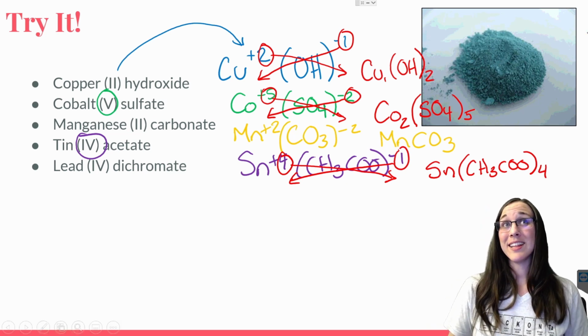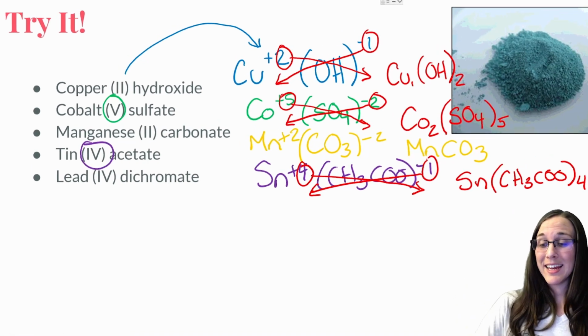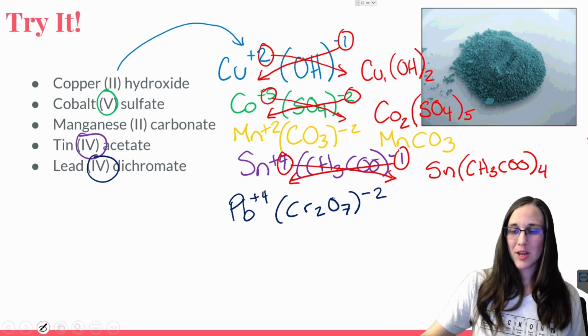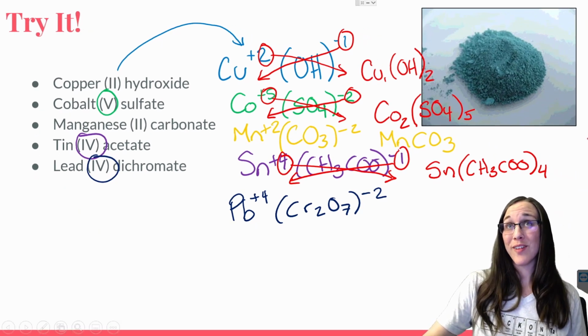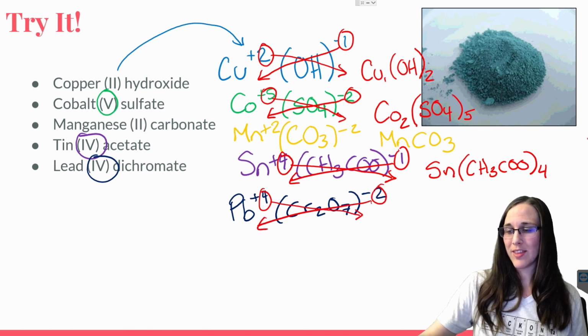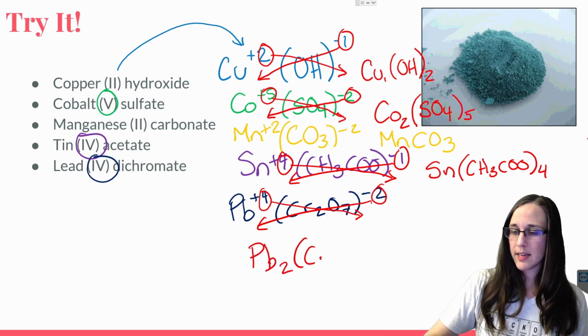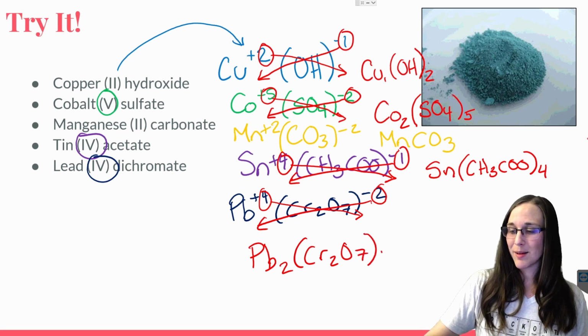And finally, we have lead 4 dichromate. Lead is Pb. It's peanut butter jelly time. Also has a +4, and dichromate is a polyatomic ion, which is Cr2O7 with a -2 charge overall. We're going to drop and swap those numerical values for the charges. We got the 4, drop it down there. The 2, drop it down there. And what we end up with is Pb2 (Cr2O7) as our polyatomic ion cookie altogether, subscript 4.